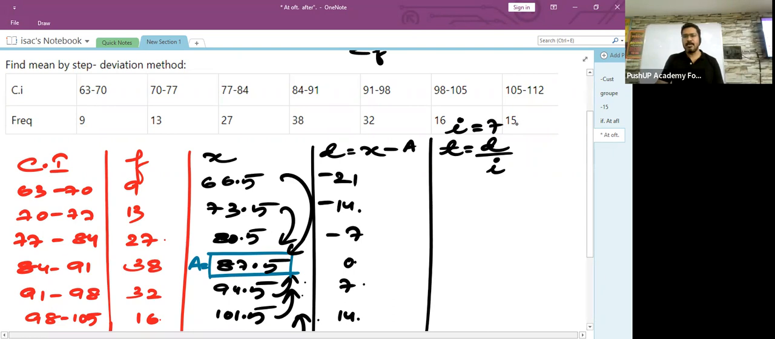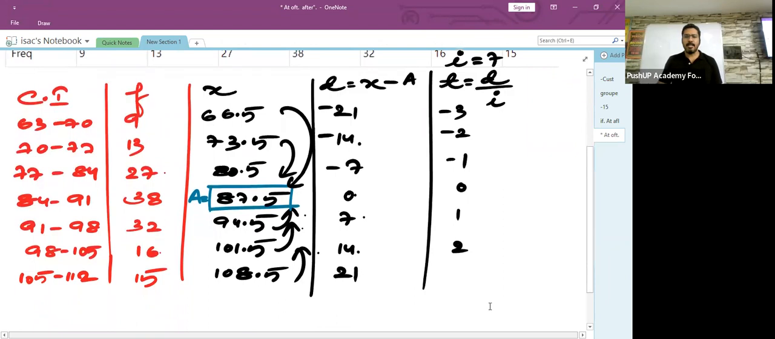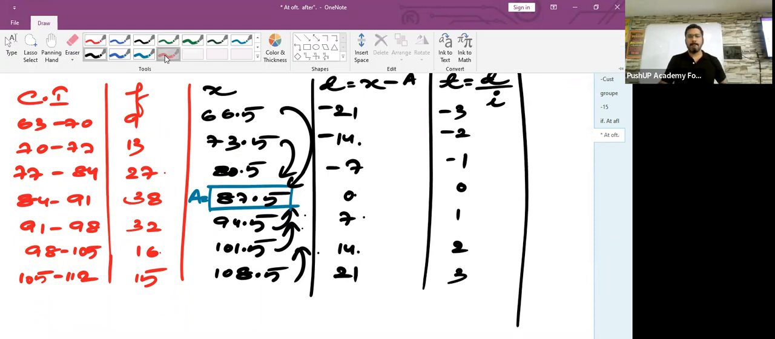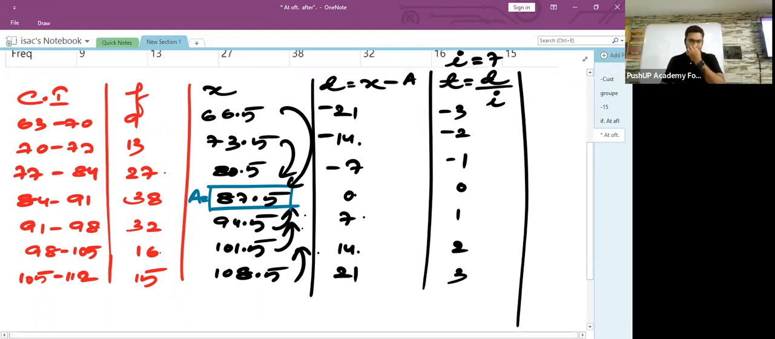So please highlight it over here. i is equal to what? 7. Therefore, the value of t: minus 21 upon 7, which is minus 3, minus 2, minus 1, 0, 1, 2, and then 3. Now we have the values of f and the values of t.